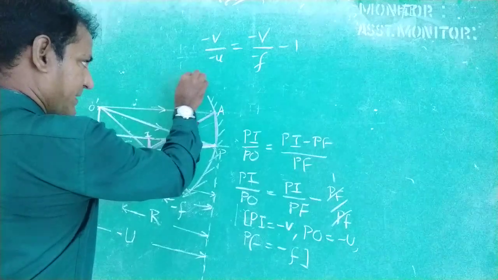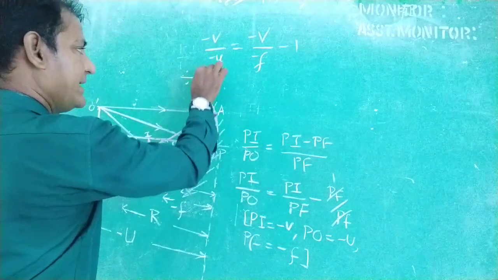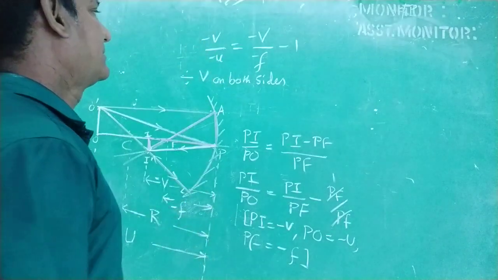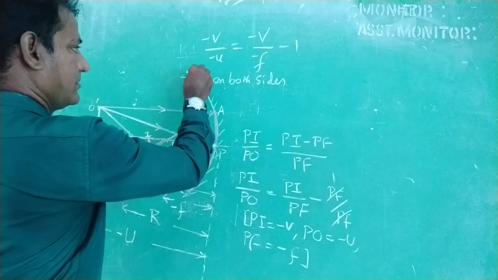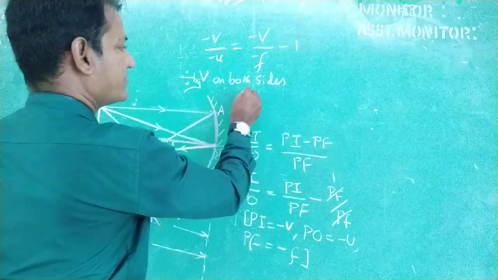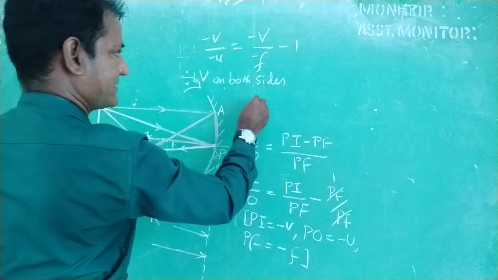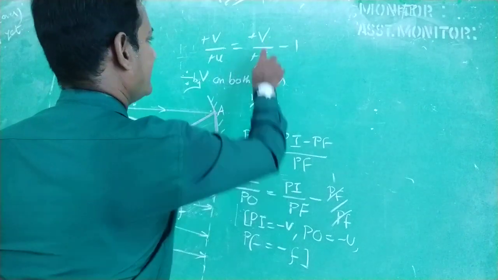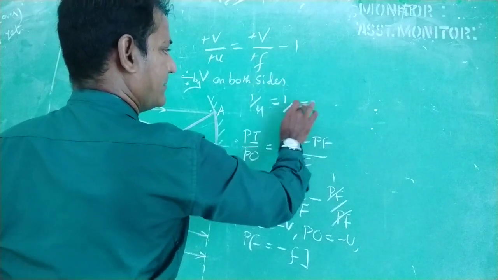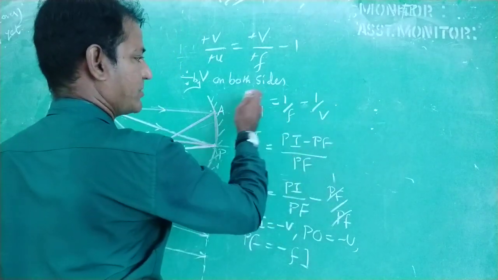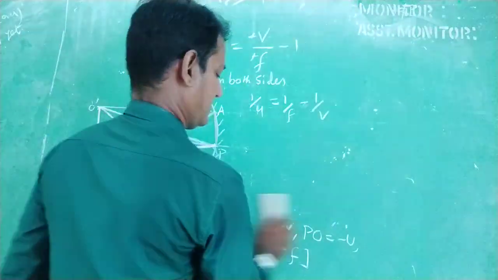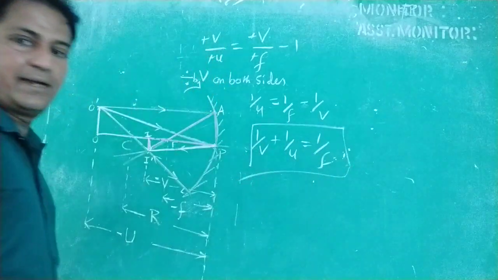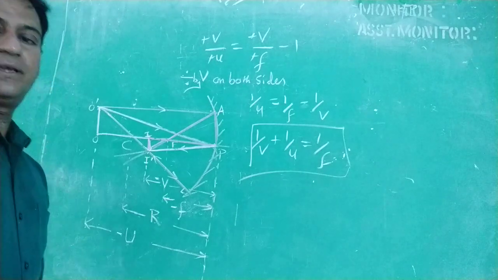So divide throughout by V on both the sides. So I'll get, if there is a V here, this V will cancel. Minus minus gets cancelled. Minus minus gets cancelled. So 1 by U will come is equal to, here V's get cancelled, so 1 by f, here minus 1 by V. If I bring this minus 1 by V here, I get 1 by V plus 1 by U is equal to 1 by f, which is the required mirror equation. I think you must have understood. Thank you.